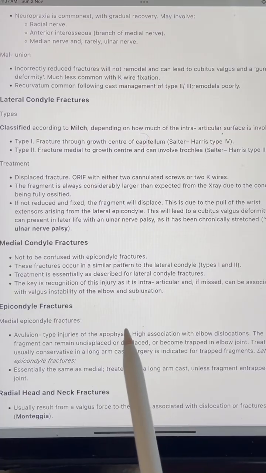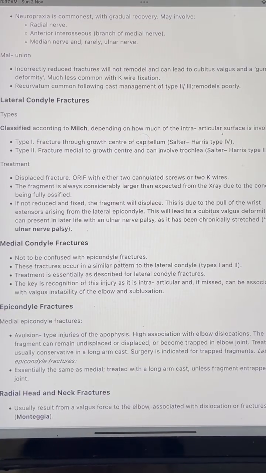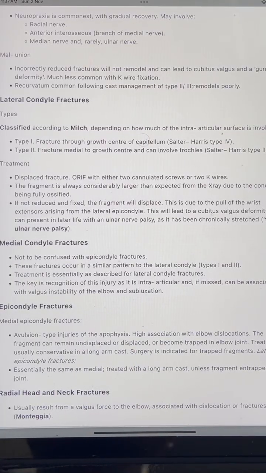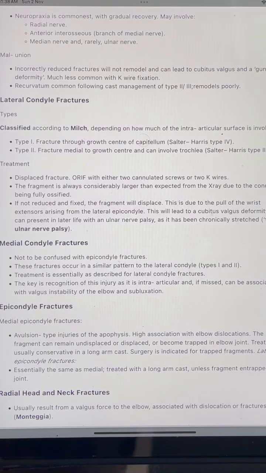For displaced fractures, fix with two cannulated screws or K-wires. The fragment is always considerably larger than expected on X-ray due to the condyle not being fully ossified. If it is not reduced and fixed, the fragments will displace. This is due to the pull of the wrist extensors arising from the lateral epicondyle. This will lead to cubitus valgus deformity and can present in later life as tardy ulnar nerve palsy, as the nerve has been chronically stretched.